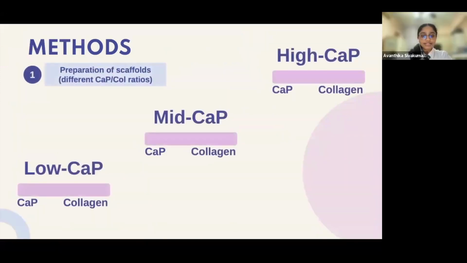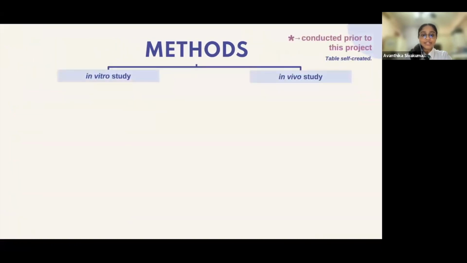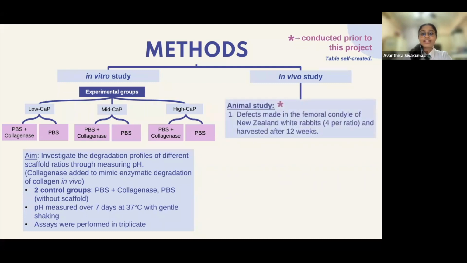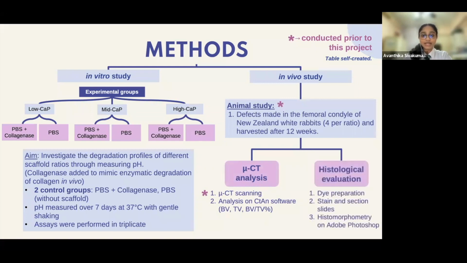Moving on to our methods, three different scaffold ratios were prepared prior to our project: low, mid, and high CAP, to conduct both in vitro and in vivo studies. In the in vitro study, we carried out a degradation assay on different scaffolds with and without collagenase in conditions that mimic the in vivo environment and measured pH over a week. For the in vivo study, we analyzed micro-CT images obtained from the animal study using CTAn software. We also histologically evaluated these samples by preparing stained and sectioned slides.